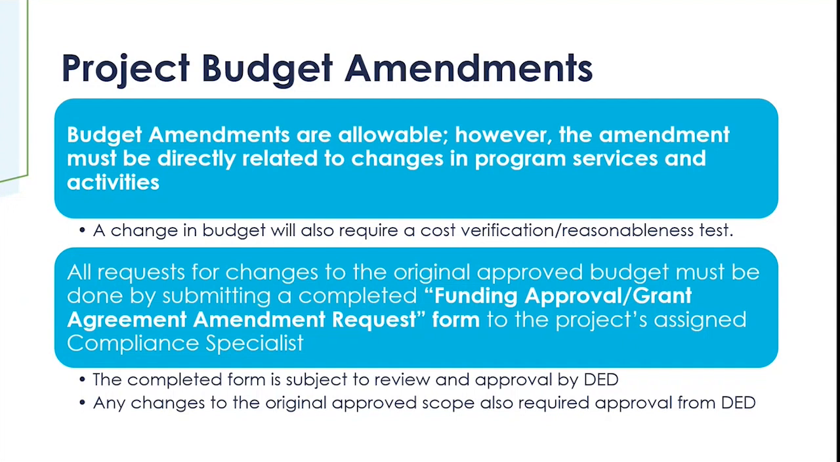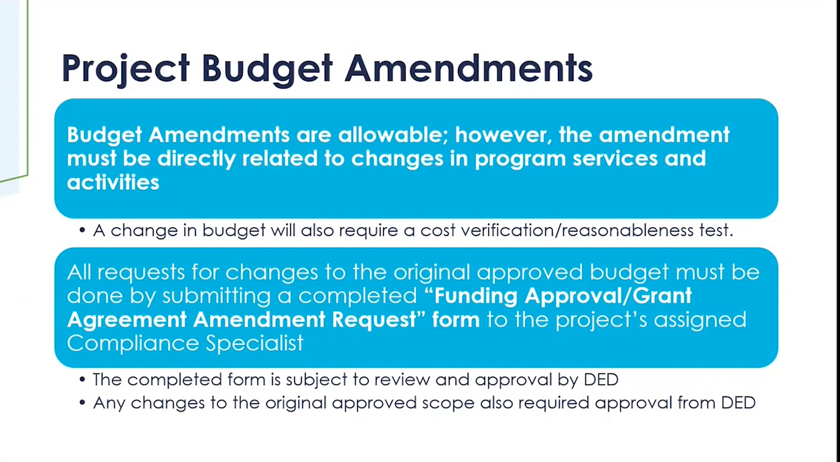Okay, and again, we put a lot of emphasis on cost verification. So anytime there is a request for a change in a budget, it must be accompanied by a cost verification and cost reasonableness test. Okay, so all requests for changes to the original approved budget must be done by submitting a funding approval and grant agreement amendment request form to the assigned compliance specialist. So again, that form will be subject to review by DED.